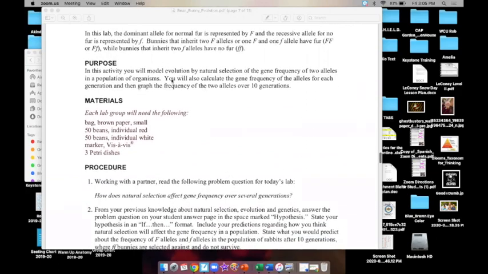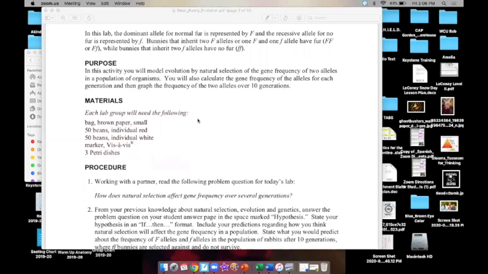The purpose of this lab. In this activity, you will model evolution by natural selection of the gene frequency of two alleles in a population of organisms. All right, so we are measuring the change of those alleles in the population. That's important. You will also calculate the gene frequency of the alleles for each generation and then graph the frequency for two alleles over 10 generations.